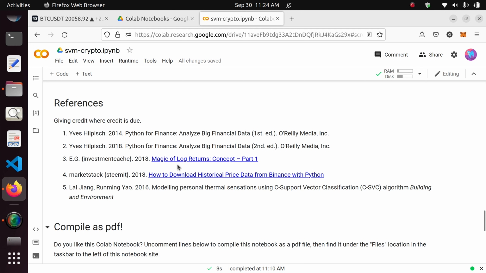I also wanted to give credit to this third source, which helped me understand how cumulative, total rate of return translates to cumulative logarithmic rates of return from its components. Source number 4 is basically titled how to download cryptocurrency data using Binance API. Number 5 is an article by Lei Jiang and Junmin Zhao from 2016, and it was quite helpful in really understanding support vector machines and how C-support vector classification works.